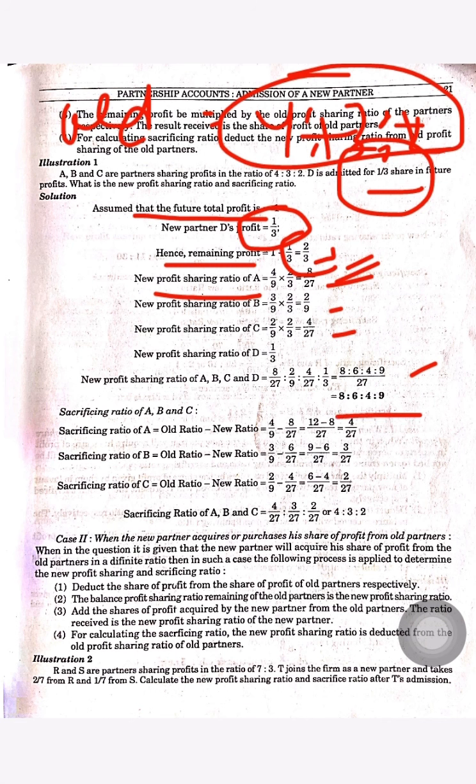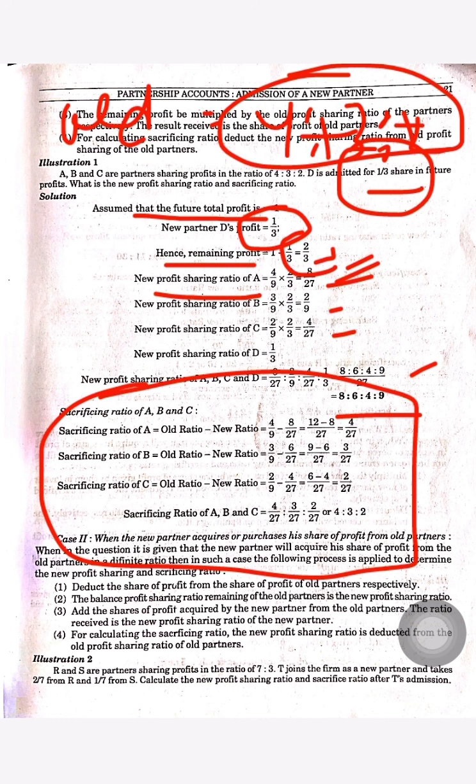Now let's move to the sacrificing ratio. Sacrificing ratio will be old minus new. Old ratio of A will be 4/9 minus 8/27. It will be 4/27. Then 3/9 minus 6/27 will be 3/27. 2/9 minus 4/27 will be 2/27. So the sacrificing ratio is 4:3:2, same as the old ratio.